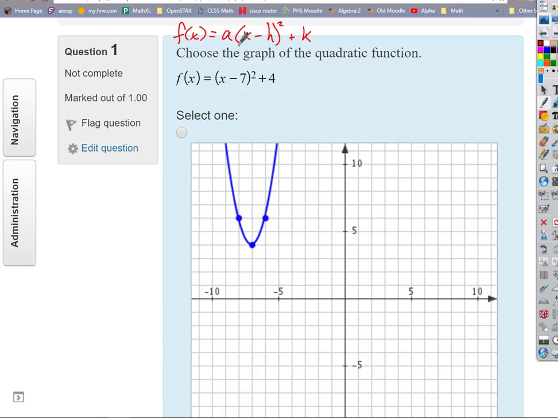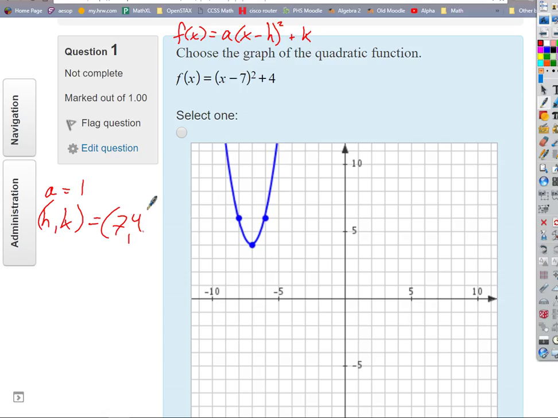So then we can just look at this function. We can say, okay, what are the values of those parameters? A equals what? It's 1, is it? Because it's the number in front of the parentheses. There's nothing there. So what's that mean? It's 1. It's being multiplied. If it's invisible and it's a factor, it's 1. What's H? 7. Good. What's K? 4.